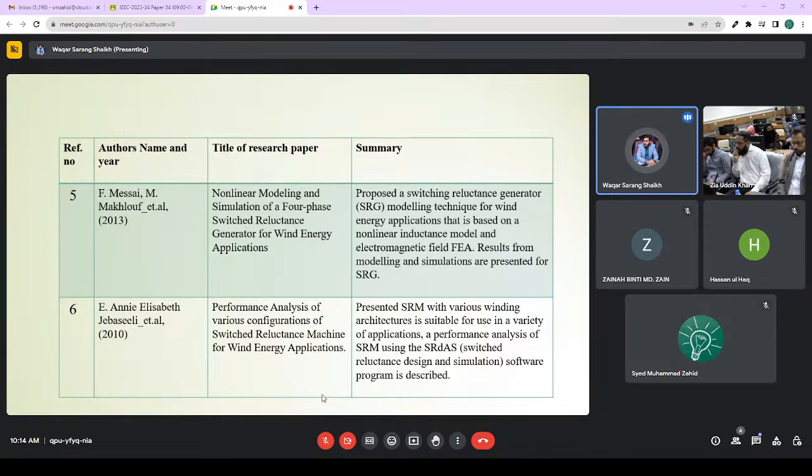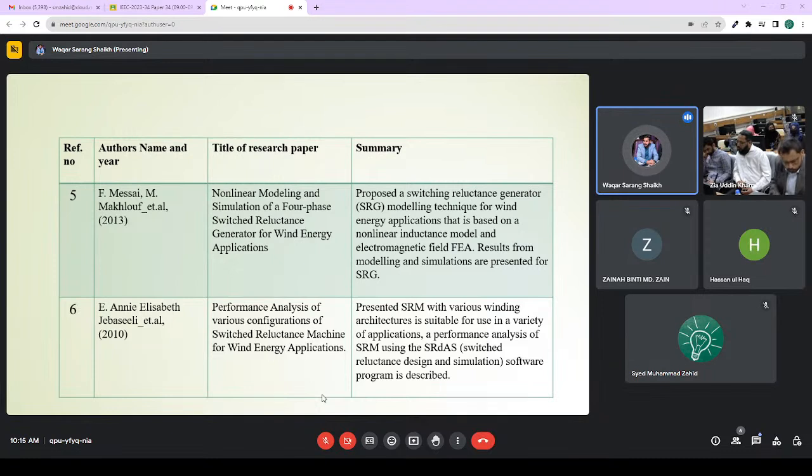Nonlinear modeling and simulation of four-phase switch reluctance machine for wind energy. Propose a switch reluctance generator modeling technique for wind energy application that is based on a non-linear inductance model and electromagnetic field. Results from modeling and simulations are presented for the switch reluctance generator.